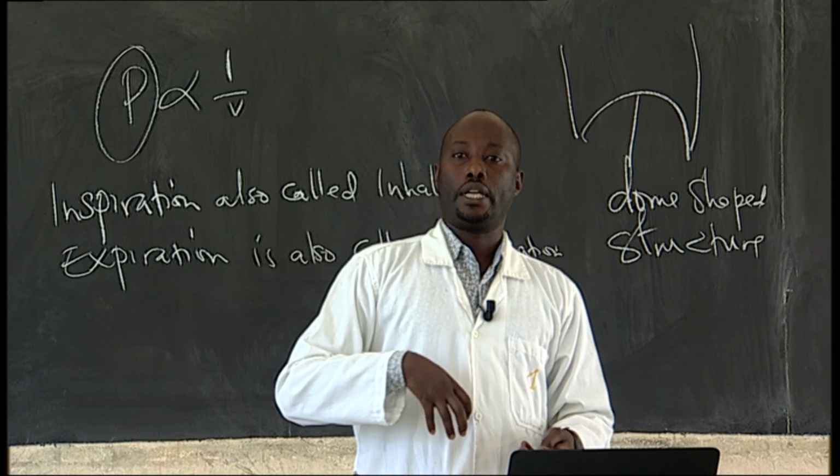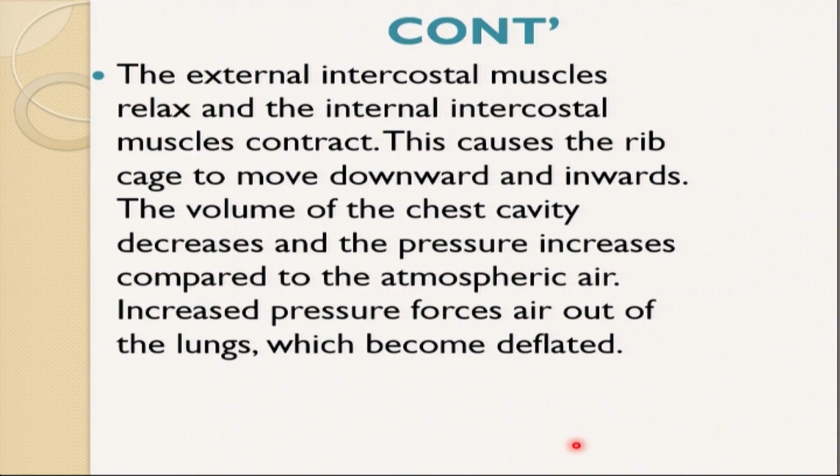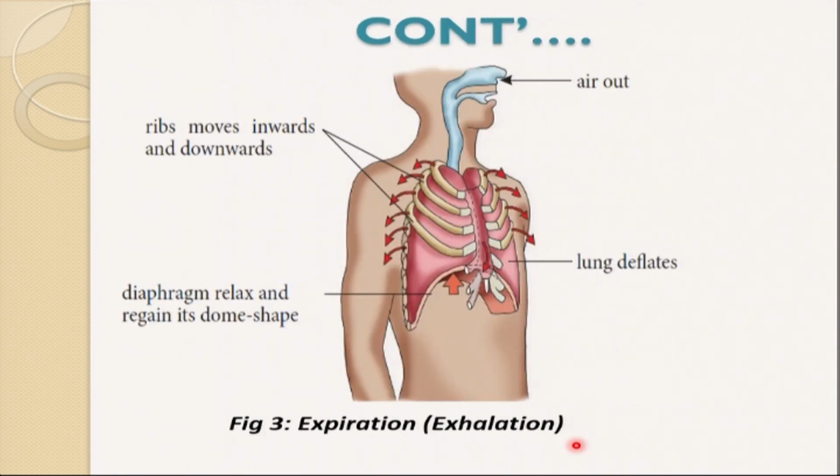So the pressure inside becomes high compared to atmospheric pressure. This increased pressure forces air out of the lungs, which become deflated. This is the diagram that shows exhalation, breathing out, which is quite different. The other arrows were moving upwards, but these ones are moving downwards, which means the ribs move inwards and downwards, contrary to what we've been talking about in terms of inhalation. The lungs deflate, and the diaphragm relaxes and regains its dome-shaped structure. This is the dome-shaped structure during exhalation.